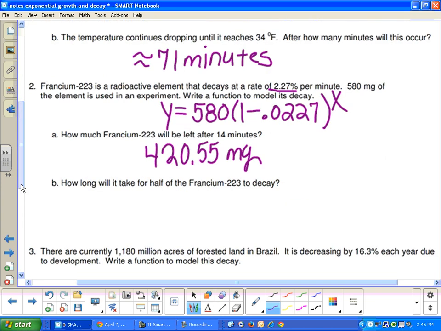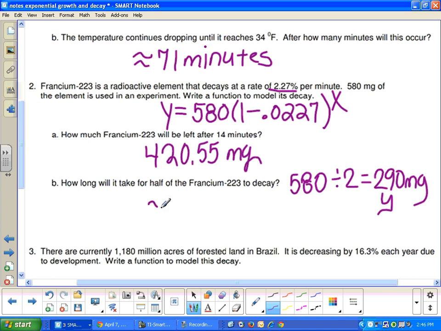And it says, how long will it take for half of it to decay? If we take half of 580, we're looking for when there are 290 milligrams. That's your Y. And looking at our table, it's going to take about 30 minutes.